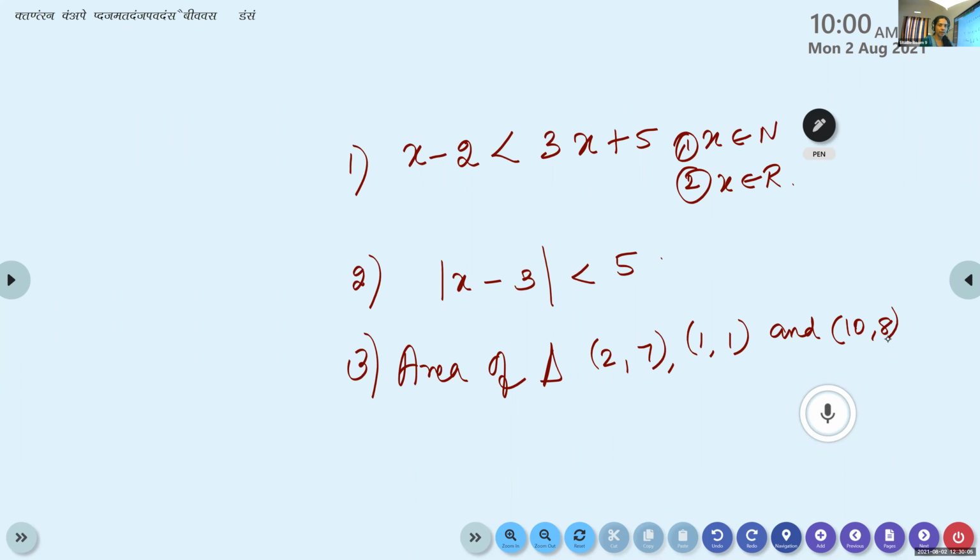In linear inequalities, you will not be getting problems related to graph. Only word problems will be asked. Try the next one.